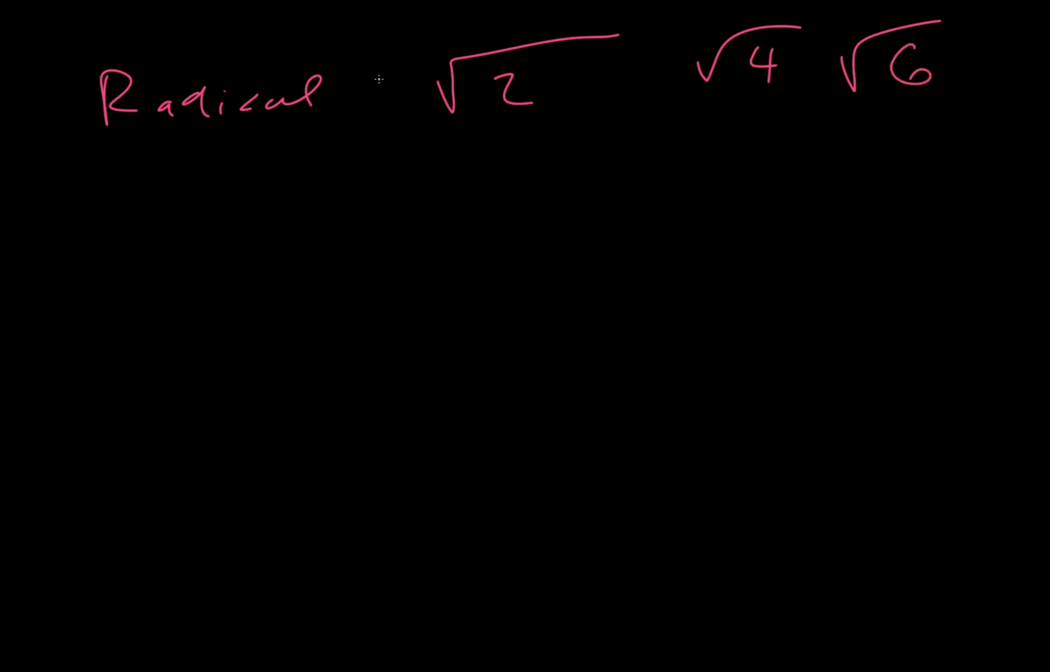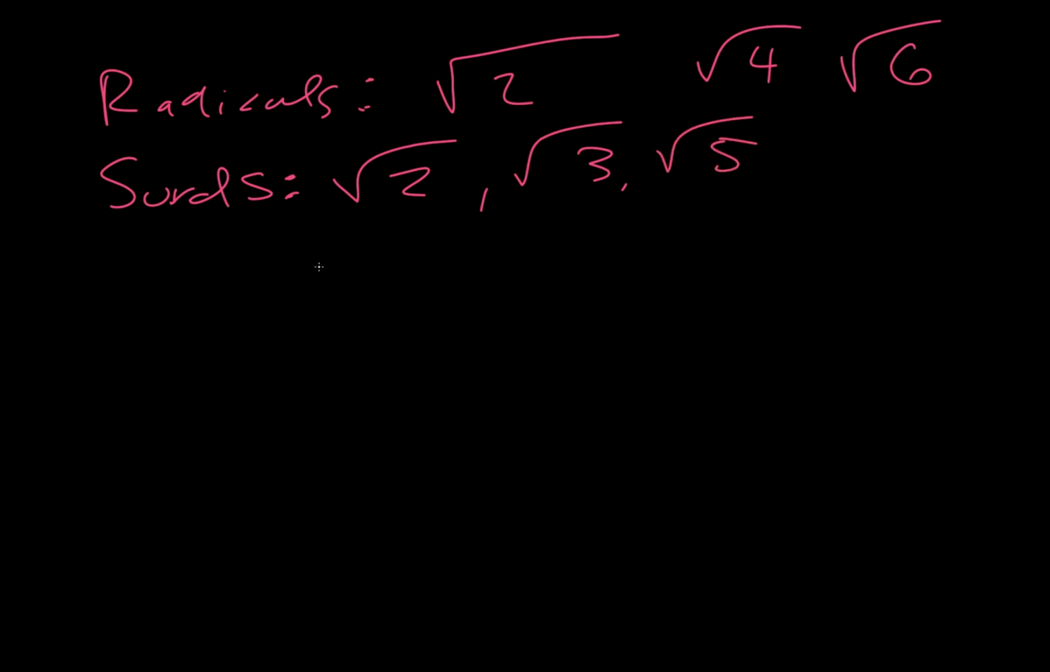Alright, so I think the obvious thing we need to talk about is what is a surd. So first off, a radical is just anything that's written under this symbol. So if I say 2, 4, 6, any of those are all considered radicals. Okay, now a surd, S-U-R-D, so surds are any of these that are not perfect squares. So they create an irrational number.